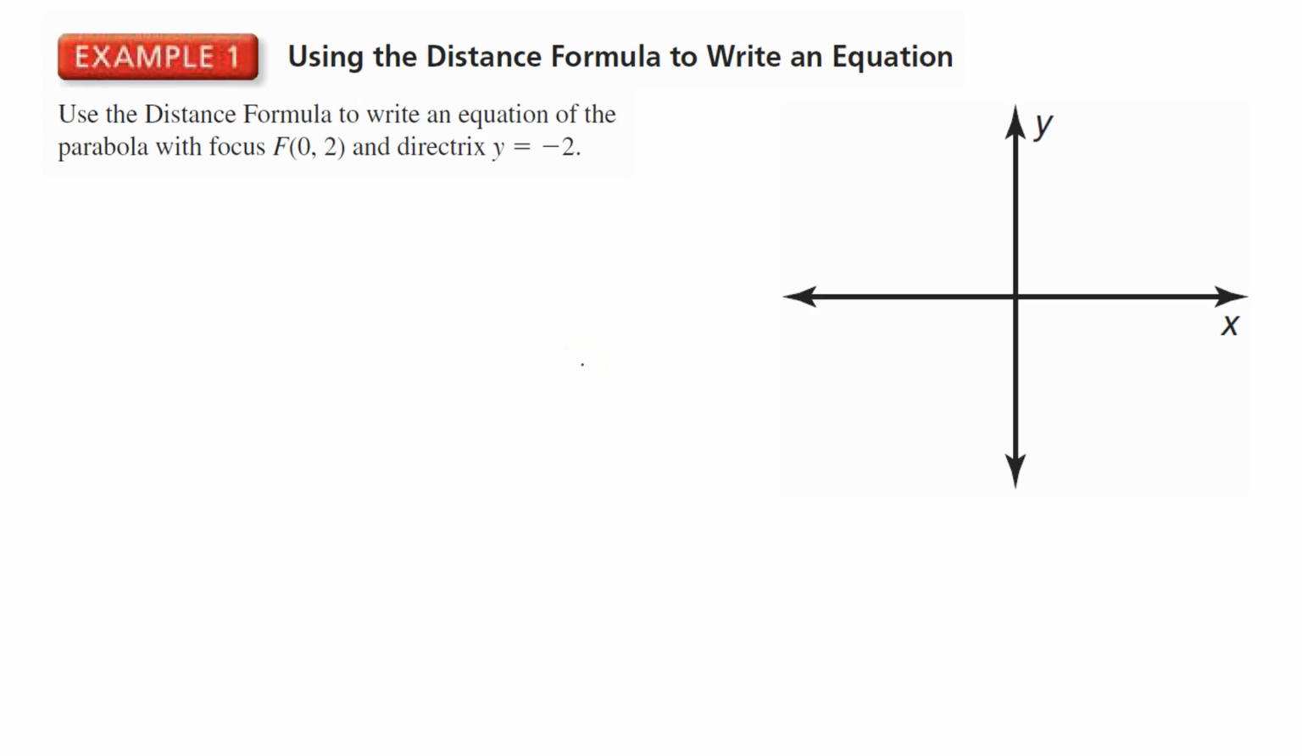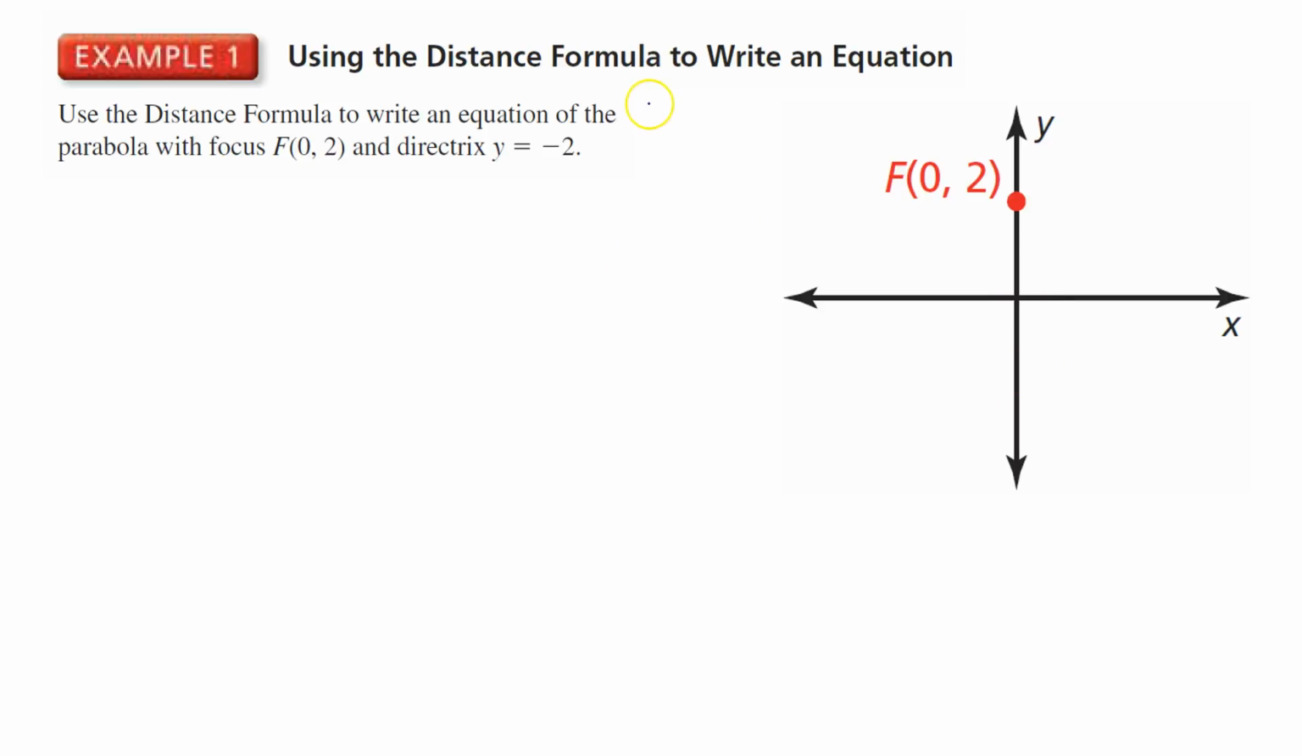Let's take a look at an example. Use the distance formula to write an equation of the parabola with focus (0, 2) and directrix y = -2. Alright, let's take a look at this. Well, the focus is (0, 2). So over 0, up 2, there's that. The directrix is y = -2. So that is the line where all the y values of all the points are -2.